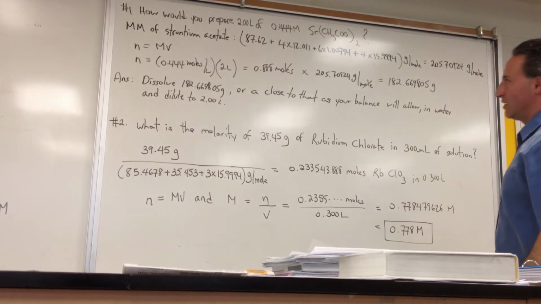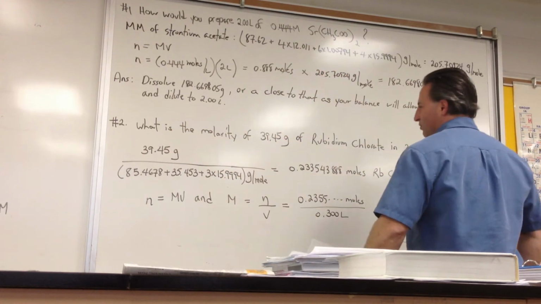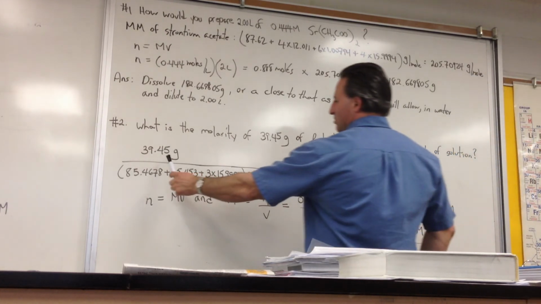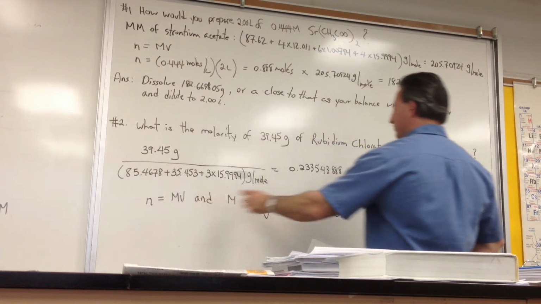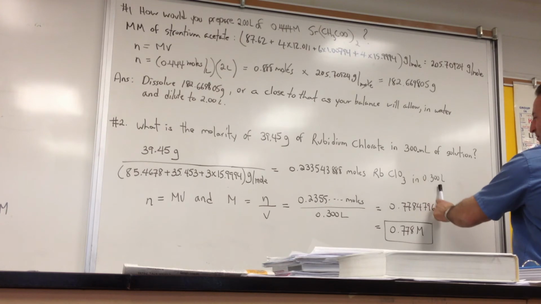In the second question we ask, what is the molarity of 39.45 grams of rubidium chlorate in 300 mLs of solution? We take the mass of substance, divide by its molar mass. Again, we get the number of moles of rubidium chlorate in 0.3 liters, because 300 mLs is the same as 0.3 liters.